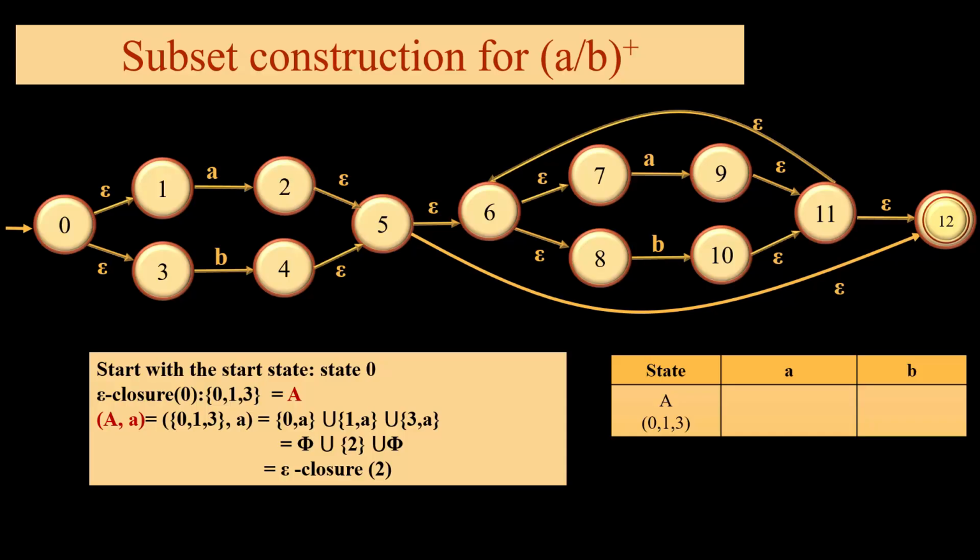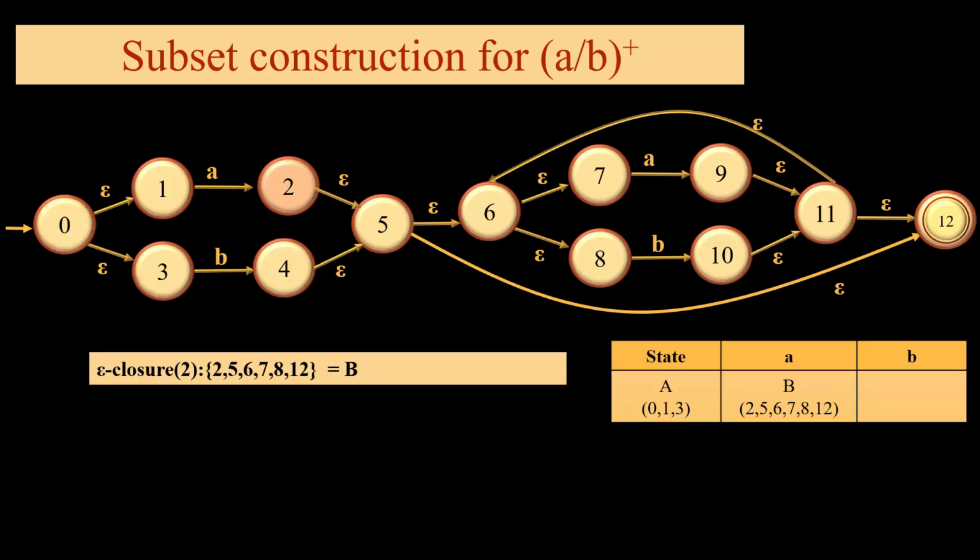A comma a means that corresponding to set 0, 1, 3, we need to take the output corresponding to input a. When we talk about a, 0 comma a gives us nothing because we are traversing only on epsilon. 1 comma a gives us 2 and 3 comma a gives us nothing. So that means we have only state number 2 left corresponding to A comma a. Now we will take the E-closure of 2. E-closure of 2 means all the states which can be traversed only on epsilon move from state number 2.